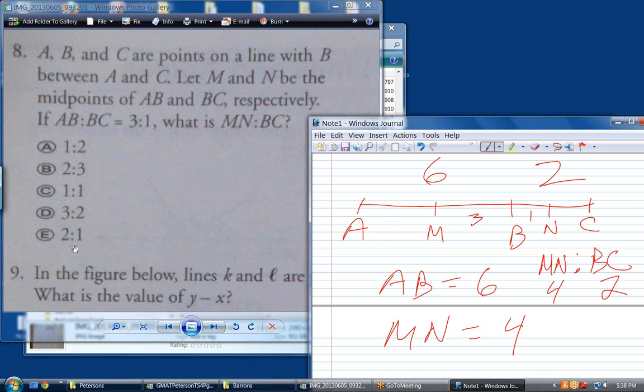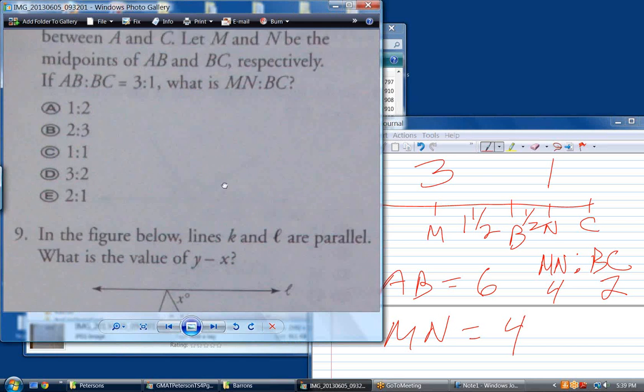E is the answer. So yeah, picking numbers made that real easy. 6 was a good number to pick, better than 3, because 3 is going to involve fractions. If you can avoid fractions, you avoid them. But notice that it doesn't make a whole lot of difference. Now MN is 2, so we still have 2 to 1. So even when we use fractions, it doesn't make it that much more difficult. But I like the fact that you picked 6 and 2 as opposed to 3 and 1.